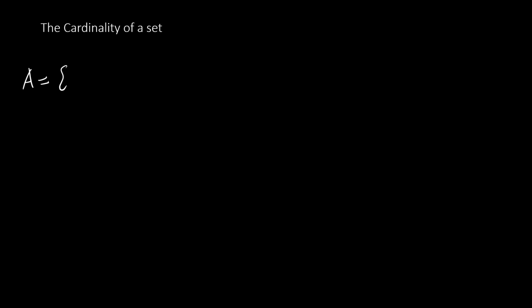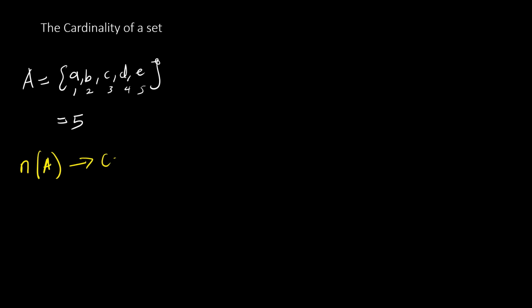For example, we have a set A which has the elements a, b, c, d and e. Can you guess what is the cardinality of this set? How many elements do you have in this set? 1, 2, 3, 4 and 5. So the cardinality of this set is 5. Simple as that. The total number of elements in a set is referred to as the cardinality of a set. And conventionally, the cardinality of a set is represented by n(A), the number of elements in set A. So I'm taking set A under consideration now. The number of elements in set A is referred to as the cardinality of the set.